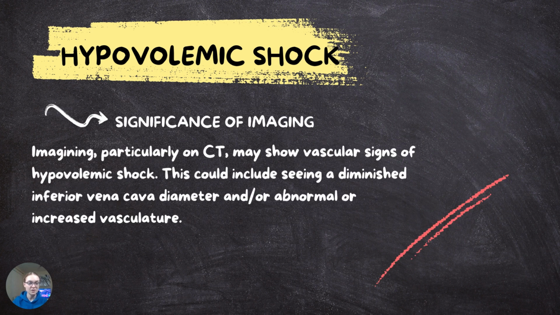Some significance of our imaging is that imaging, especially with CTs or even X-rays, depending on what organ we're looking at, might show an increase in vasculature. So this could mean seeing increased vasculature, but also a diminished inferior vena cava diameter if we're looking at, say, a chest X-ray.